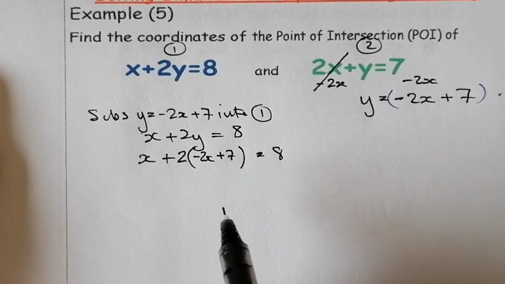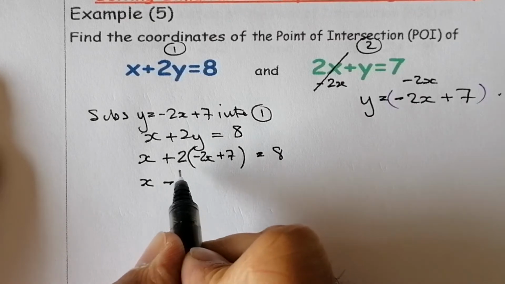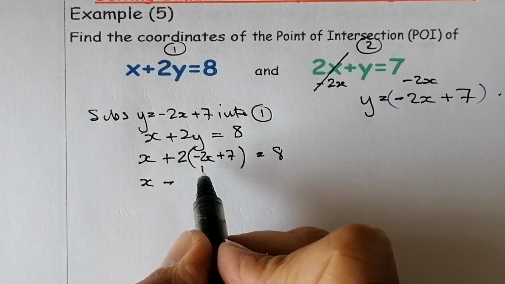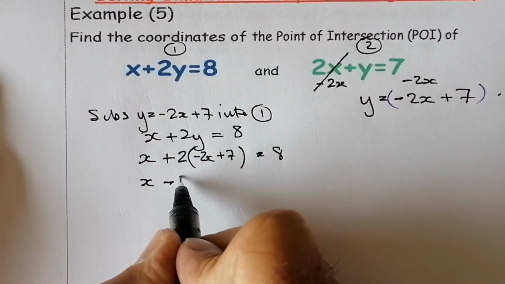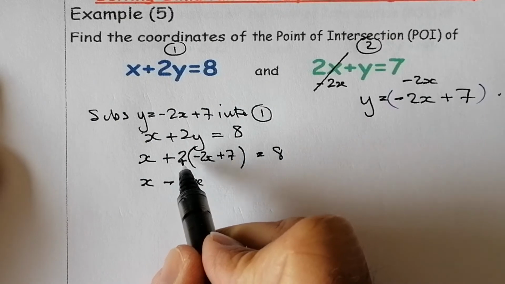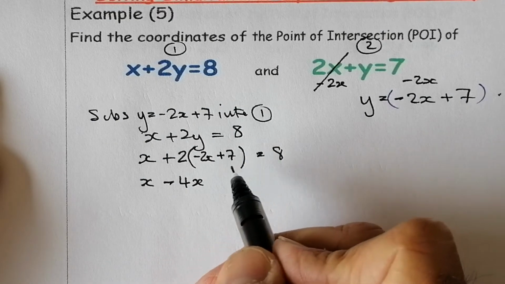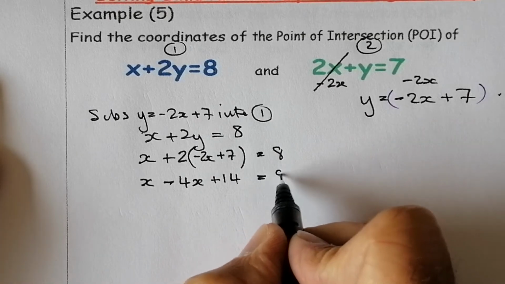Right, so I've got a bracket to multiply out. Okay, so I've got x plus, well, that's plus 2 times a minus 2, so that will give me a minus, so that'll be minus 4x. So you've got to be careful with your signs. And a plus 2 times a plus 7, well, that's going to give me a plus 14. Okay, and that all equals 8.